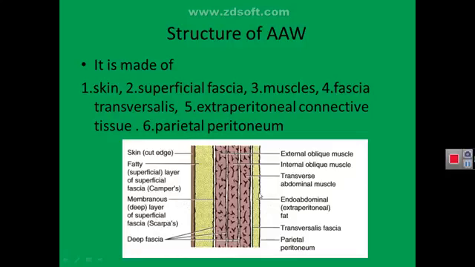anterior abdominal wall. That is called the parietal peritoneum, just like the parietal pleura lining the chest wall. So the layers are 6: skin, superficial fascia with its 2 layers, the muscles of the anterior abdominal wall with the epimysium that forms its deep fascia, and the fascia transversalis, which is the fascia deep to transversus abdominis. It is also considered a deep fascia. Then extraperitoneal connective tissue, which is loose tissue, then the parietal peritoneum.